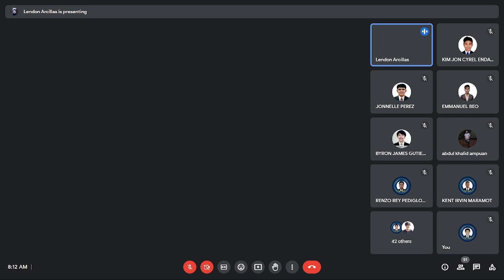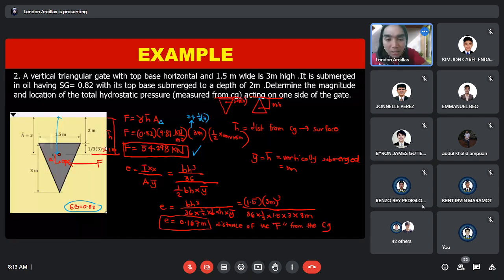Again, ang location ng hydrostatic force, pag vertically submerged or inclined submerged yung object, is nasa below ng centroid. Tinatawag yung CP. Magdedepende yung kung ano yung reference ng tanong. Tanong kasi dito, determine the magnitude and the location of the hydrostatic force measured from CG. So, this means ang hinahanap lang dito is letter E.